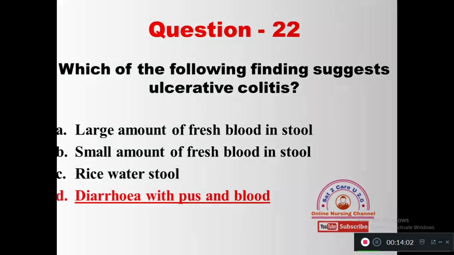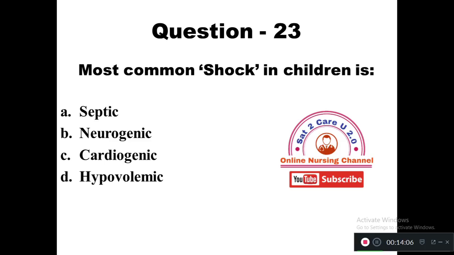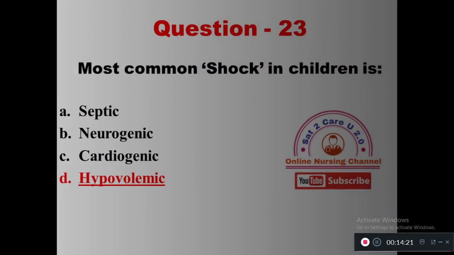Question number 23. Most common shock in children is A septic, B neurogenic, C cardiogenic, D hypovolemic. The common shock in children is option D, hypovolemic shock.